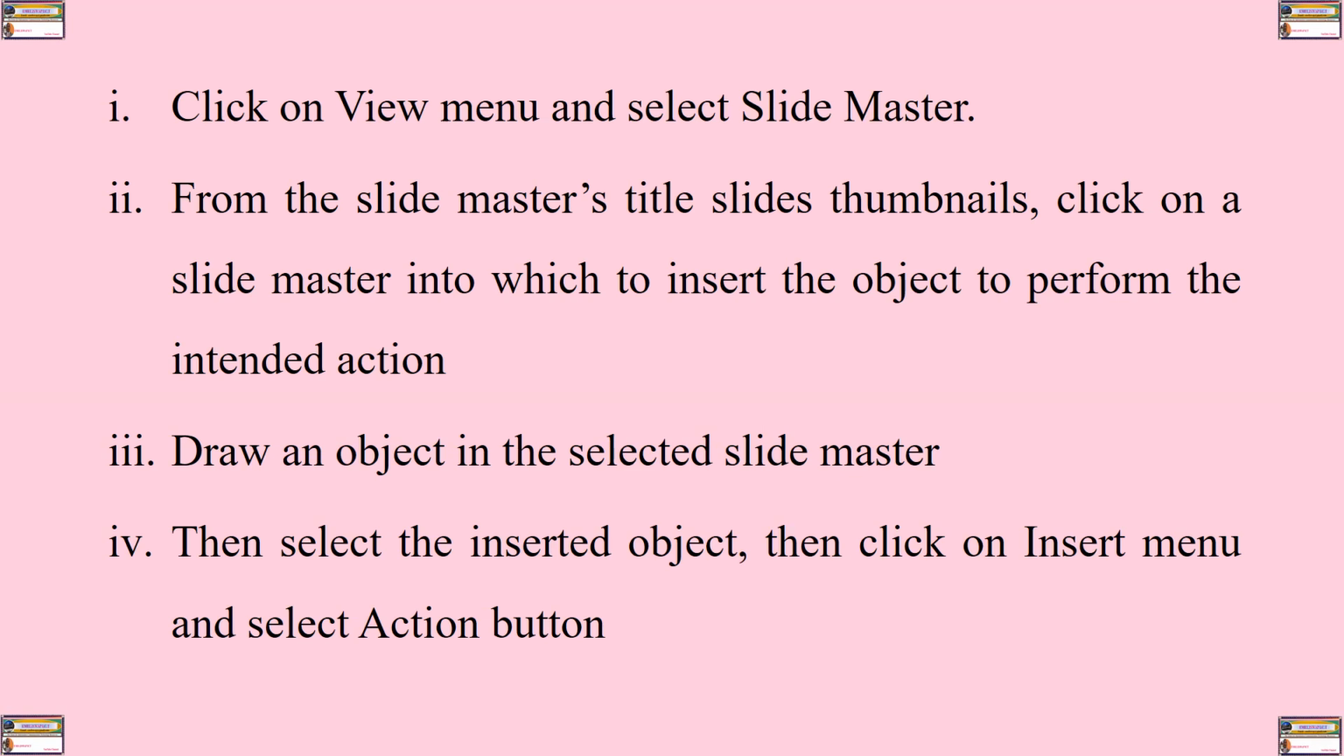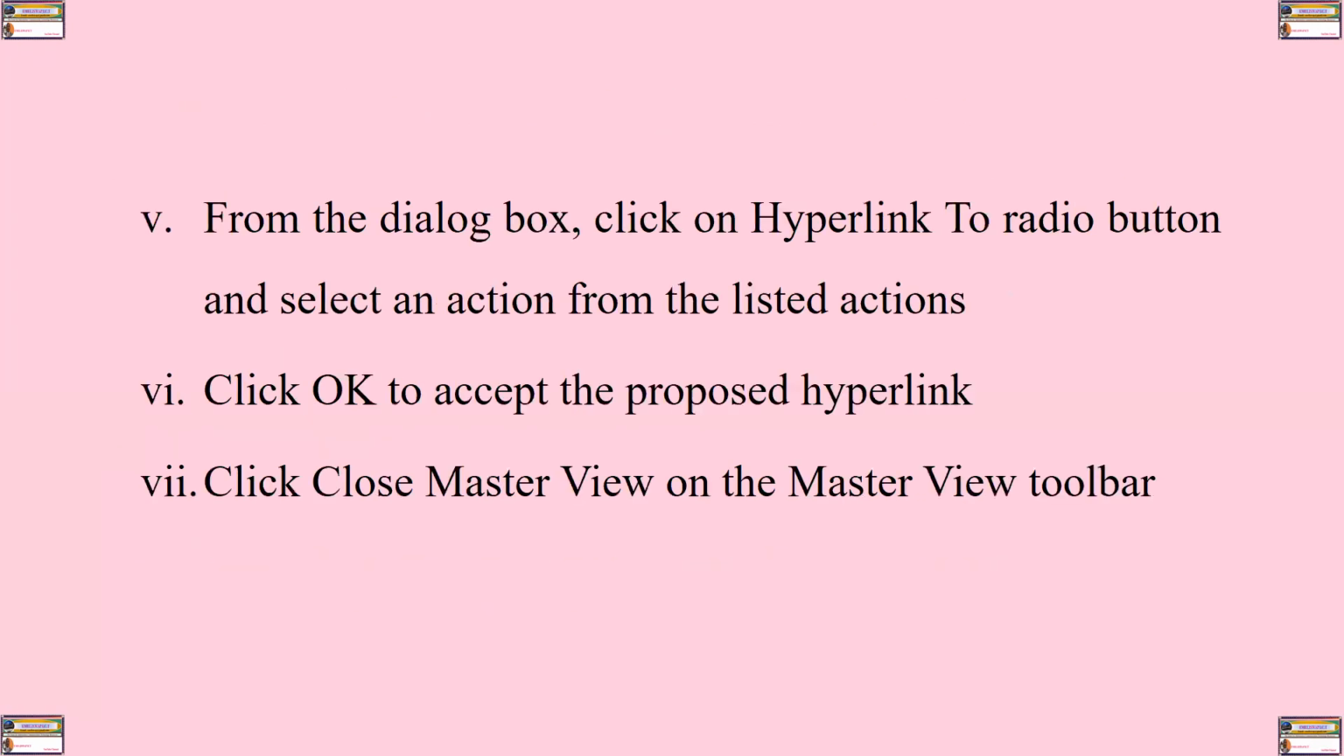Draw an object in the selected Slide Master, just as we have done for the single slide. Then select the inserted object. Click on Insert menu and select Action button.